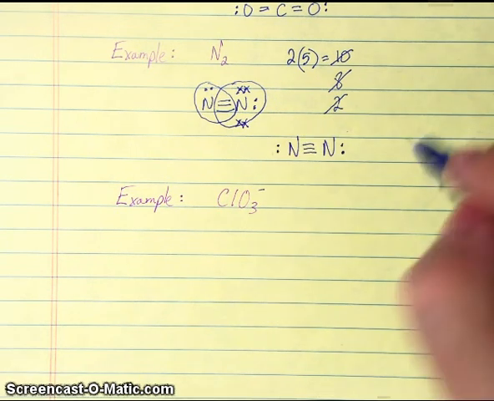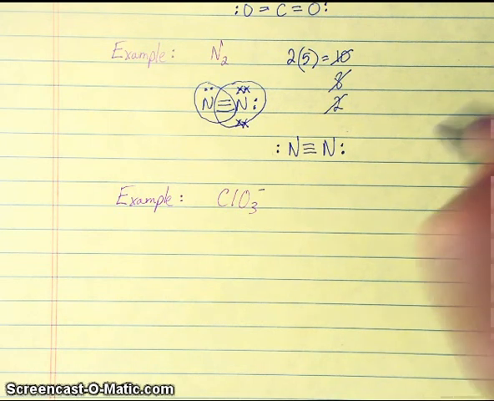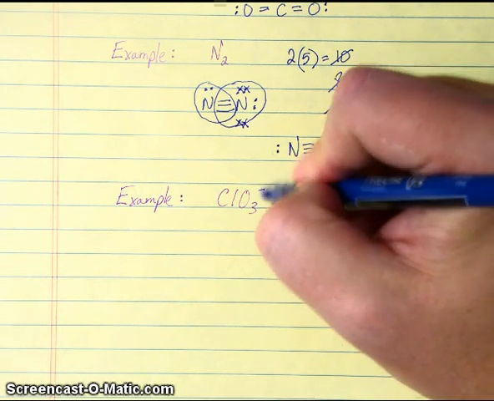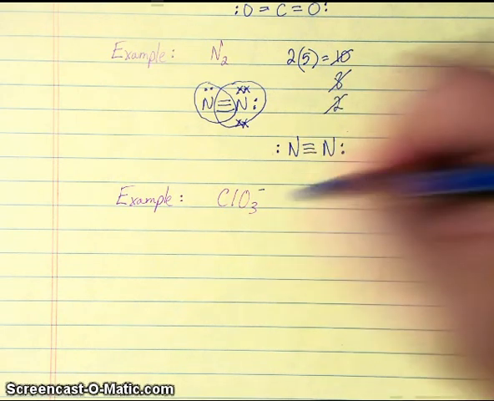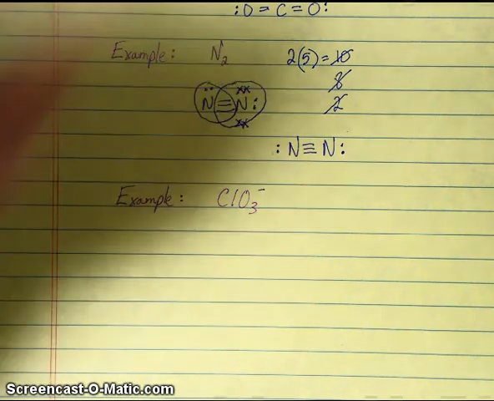On to our last example, and see what you can do on this one. I'm going to give you some advice in advance. When you count the number of valence electrons, you have to add in the electrons due to the additional charge. So a -1 means add one more dot to your total.